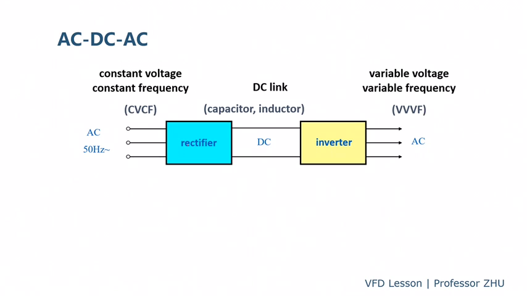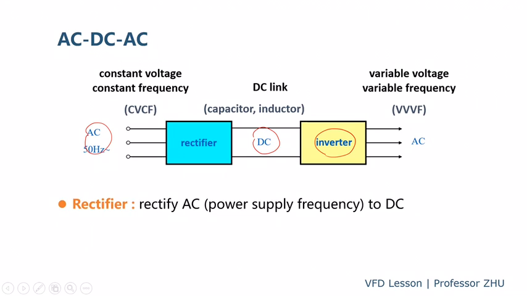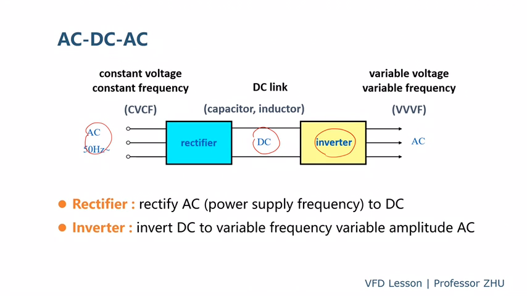Here is the line voltage, and we have a rectifier to convert the AC to DC. Then we have an inverter to change DC back to AC. So rectifier, inverter, and the DC link here. In the DC link, we have two types of components. One is a capacitor, the other an inductor.